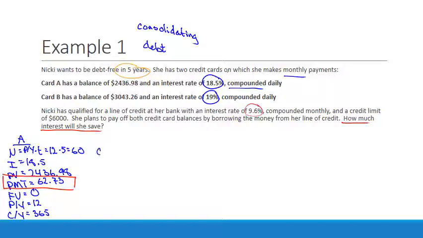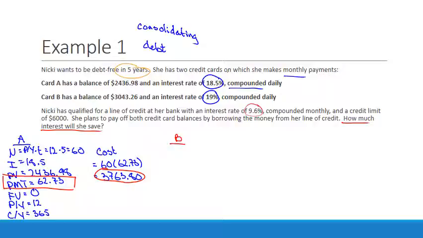So her cost would end up being, she's making 60 payments of $62.73. So that'd be $3,763.80. Okay, so that's how much paying off that debt would cost with the credit card. So you can see she's paying an additional $1,200 or $1,300. That's no good. Okay, let's do the second one.